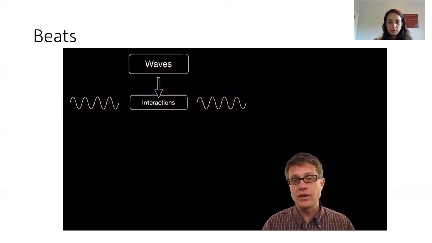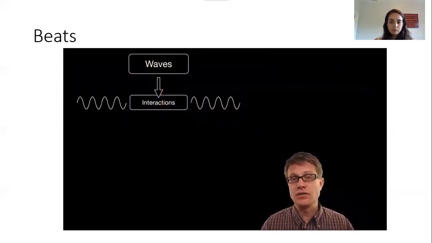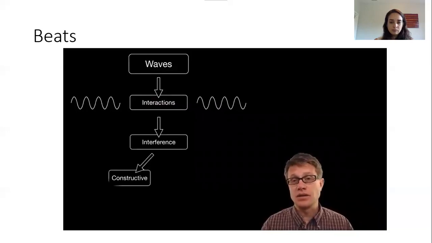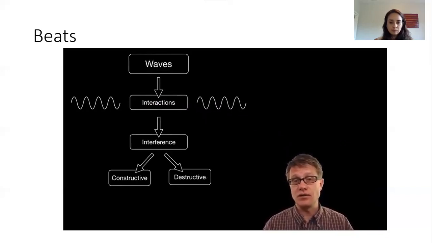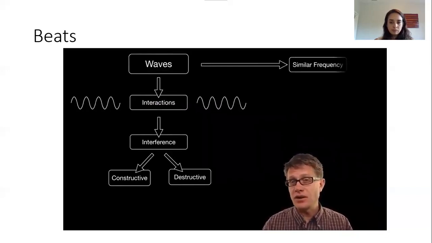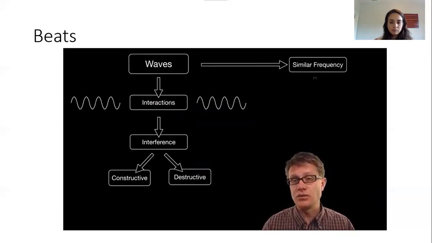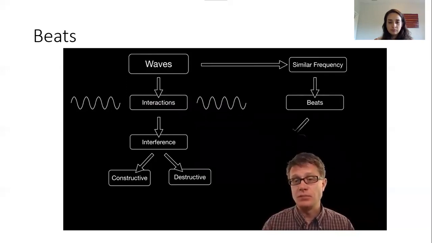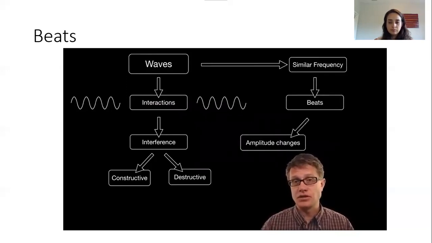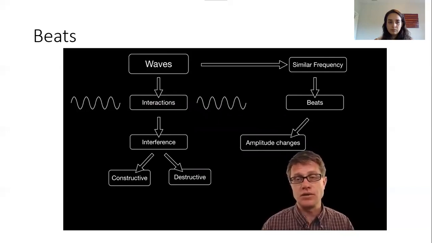Waves, when they come together, will interact, and as they interact, they cause interference. That interference can be constructive, sometimes building up the summation of the waves, and sometimes it's destructive, tearing it down. But if those waves are very similar in frequency, what you get are these beats, and beats are amplitude changes. In other words, the volume is going to go up and down and up and down due to this constructive and destructive interference.